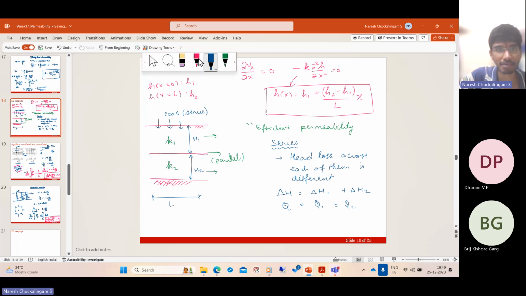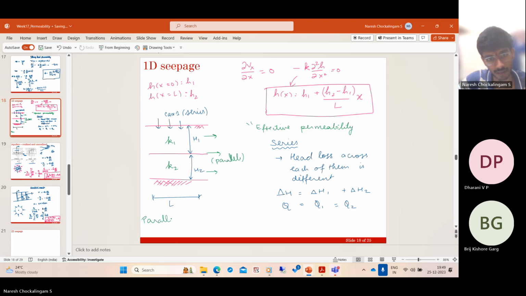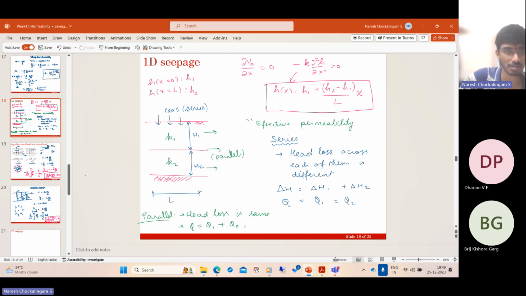And in the green case, when you have soil strata in parallel, the head loss is the same. Head loss is same. And the flows are different. So the total flow rate is Q1 plus Q2, whereas the total head loss is the same. Now, I can go ahead and derive it, but let me do it when we solve a problem.